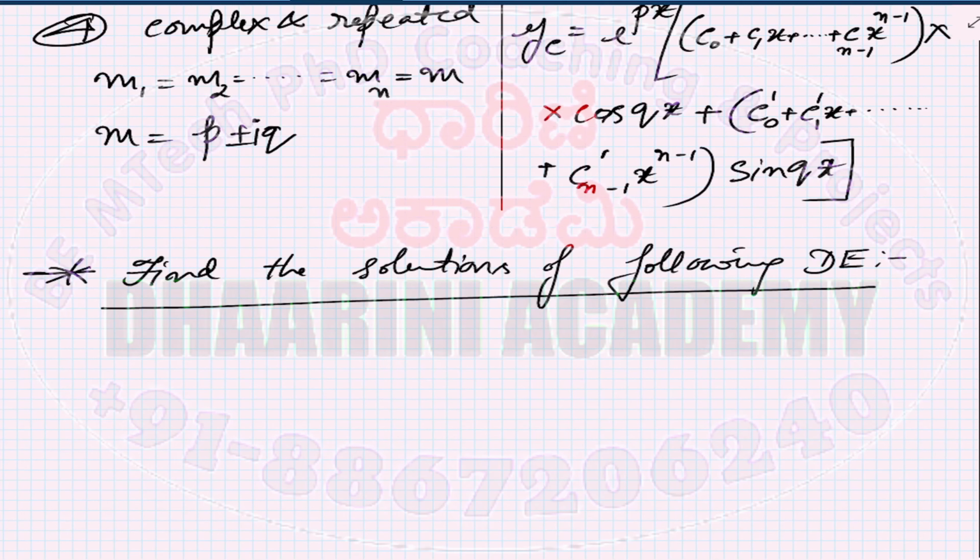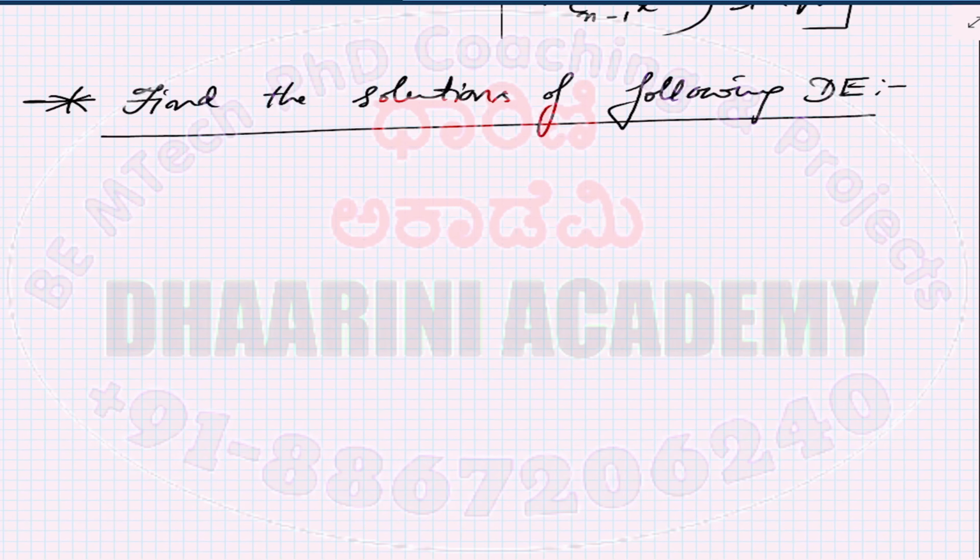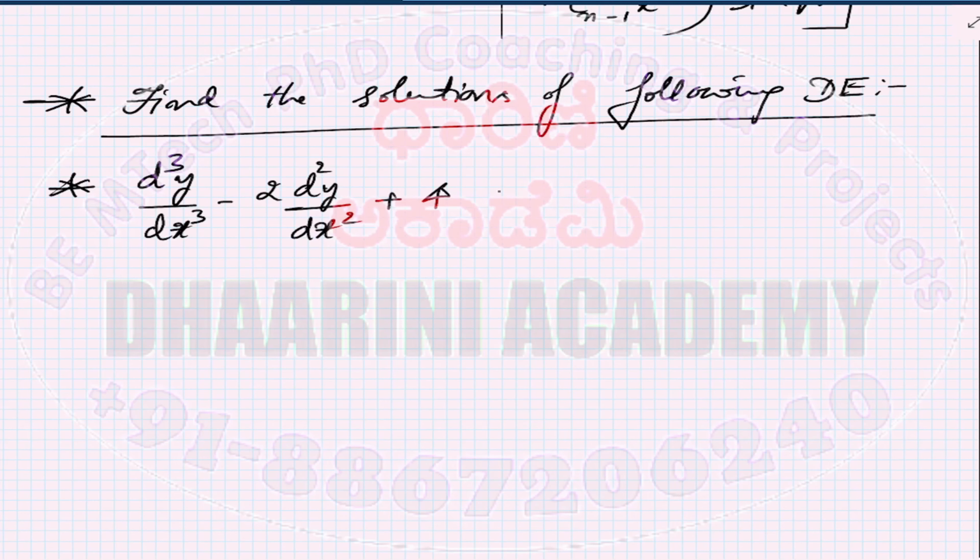So whatever equation is given, we are supposed to solve this now. Okay, let's write the first question. Question number 1 is d cube y by dx cube minus 2 times d square y by dx square plus 4 times dy by dx minus 8y is equal to 0.